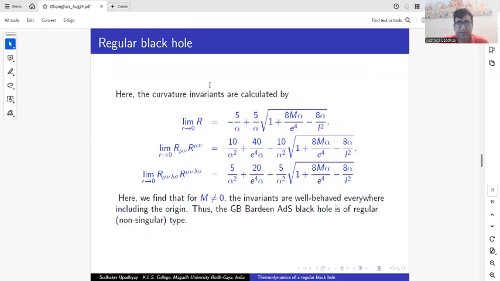If you calculate the curvature in the limit r tending to 0, you will find a non-zero value for the Ricci scalar, the square of the Ricci tensor, and this is basically the Kretschmann scalar. Here you see that for non-zero values of the GB parameter, these are non-zero values. This suggests that our black hole solution is not singular. So this is a regular solution because of the non-zero values of these curvature scalars when r tends to 0.